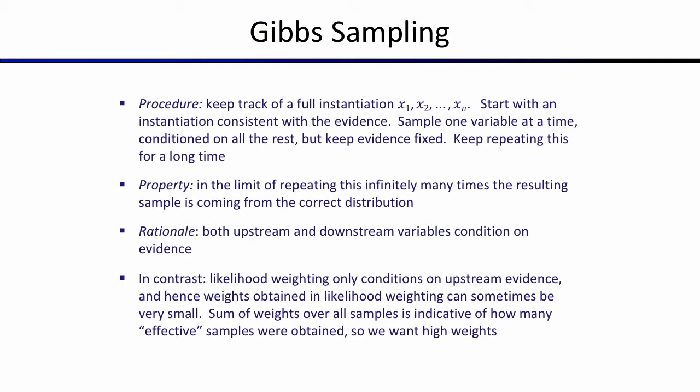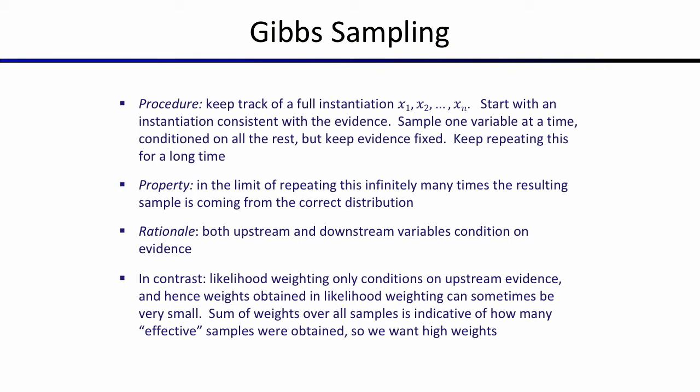Let's keep track of a full instantiation x1, x2 until xn. So these x1, x2 are the variables. This is one first difference from the methods that we saw before. The methods that we were working with never worked with full instantiations. They started instantiating the variables one by one, starting with a trivial assignment. So now we're going to work with full instantiations.